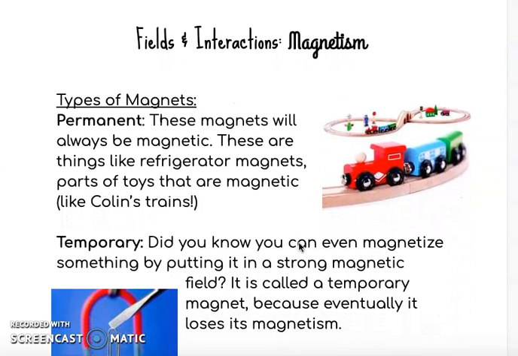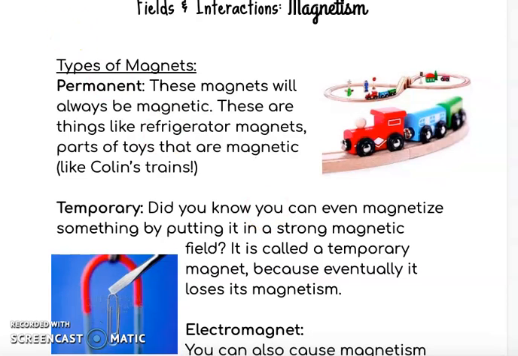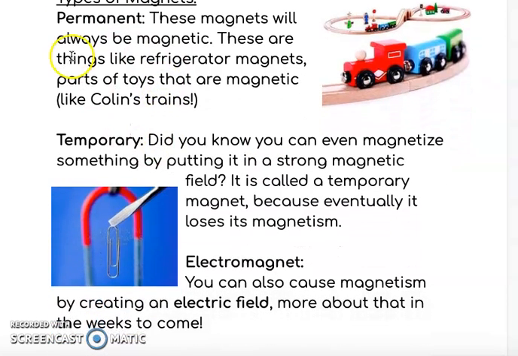So there are different types of magnets. I want to talk about that briefly. Permanent magnets are magnets that will always be magnetic. These are things that you know, like fridge magnets, toys, Colin's trains. Those are all always going to be a magnet. But you can also make a temporary magnet. If you put certain types of objects in a very strong magnetic field, you can make it into a temporary magnet.